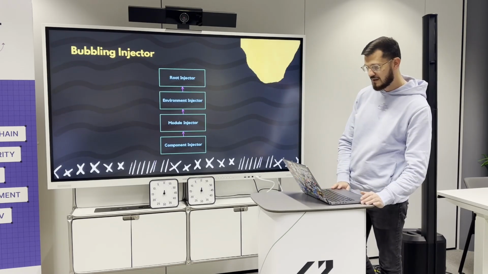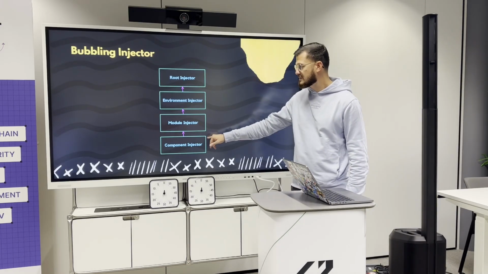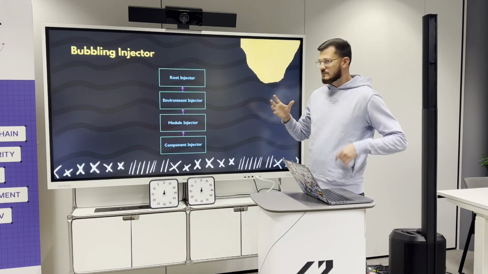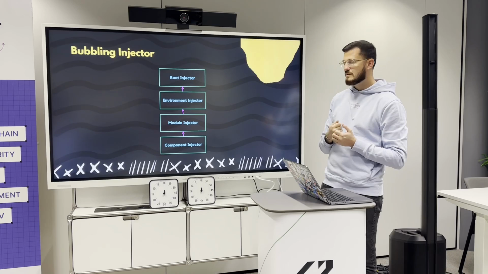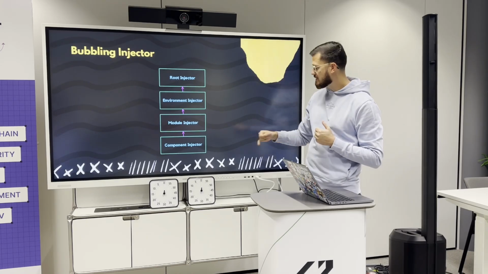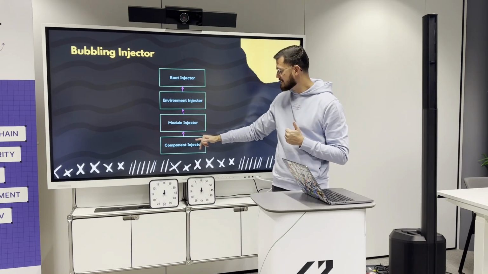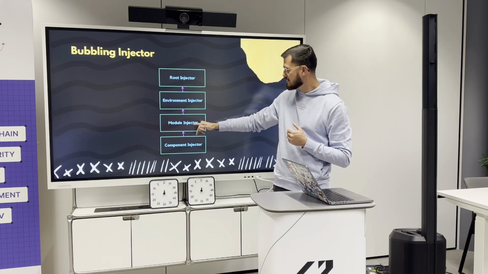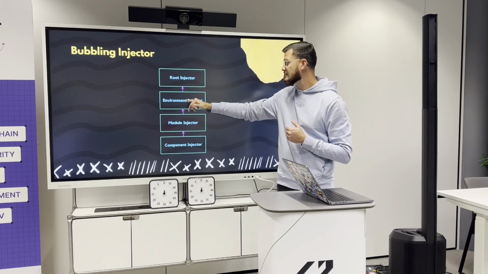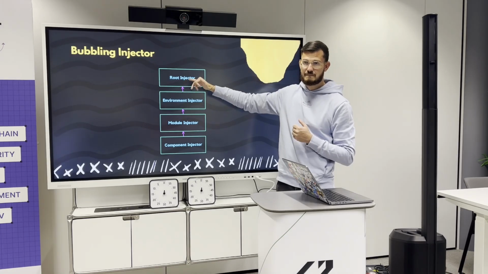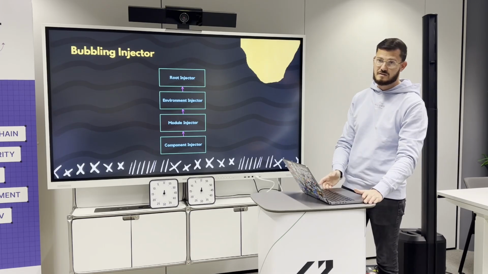So how does the bubbling work? Quite easy. You have the component injector. Imagine you want to retrieve a token of a provider. First it will check in the element injector, so the component injector. If it doesn't find the token, it goes to the module injector. If it doesn't find it in the module, it goes to the environment. If it doesn't find it in the environment, it goes to the root. And if it doesn't find it in the root, it says, sorry, your token doesn't exist.